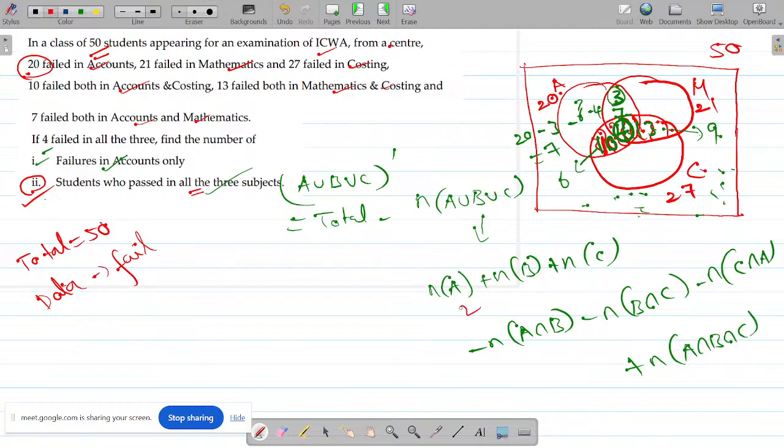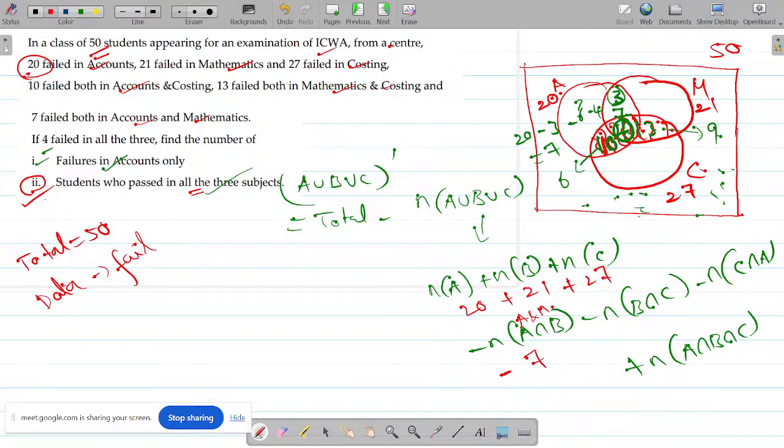N of A is 20. N of B is 21. That is accounts, math, and this one, costing. And this is 27. And what is N of A intersection B? That is accounts and maths. 3 or 7?